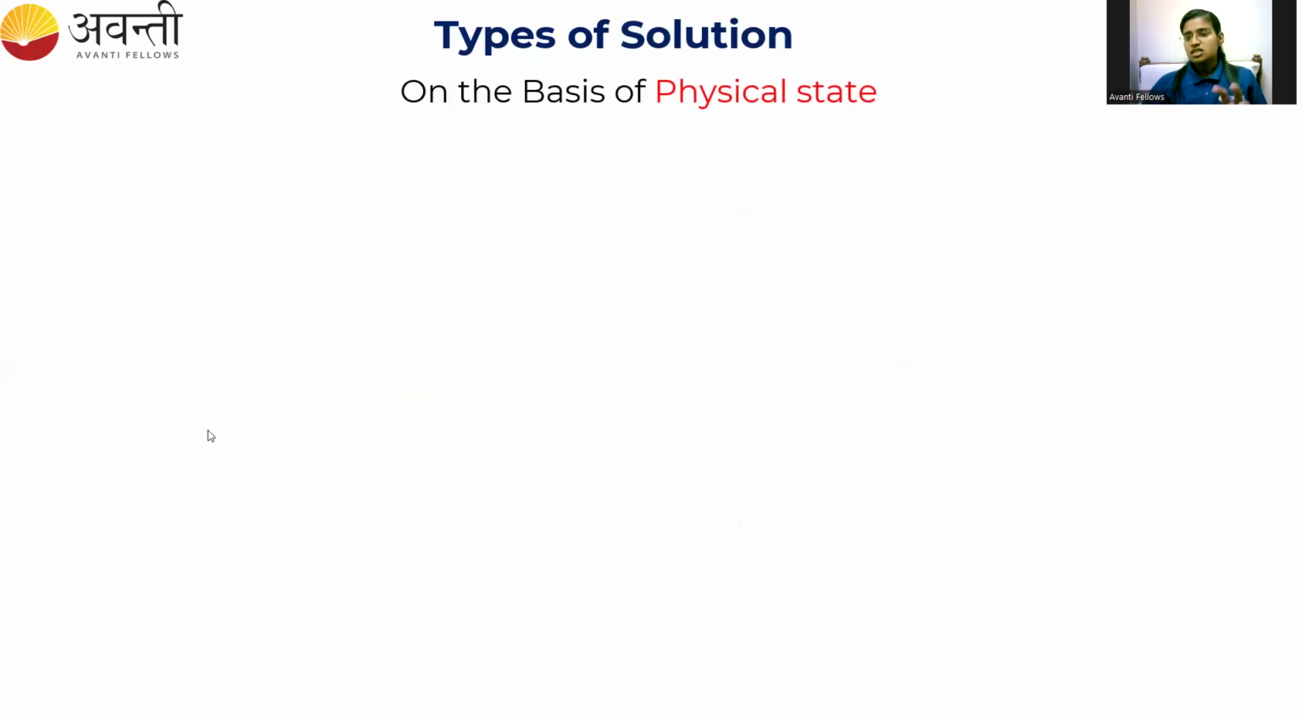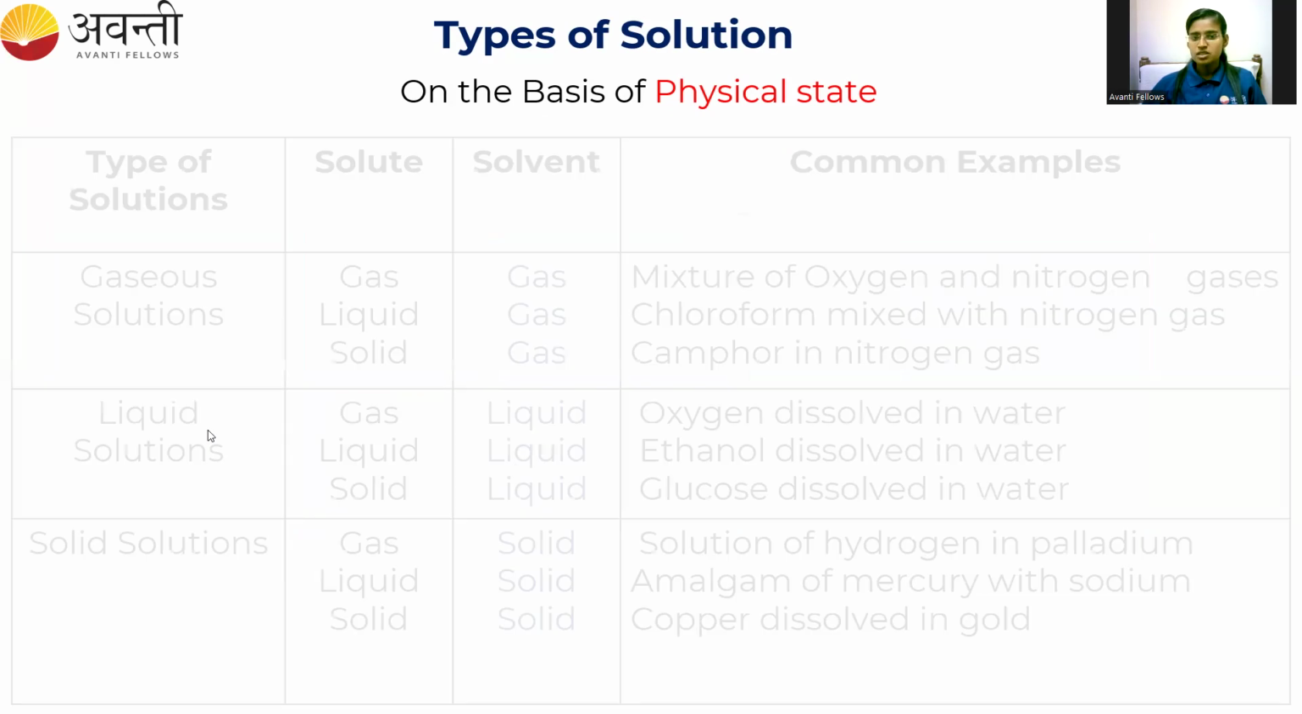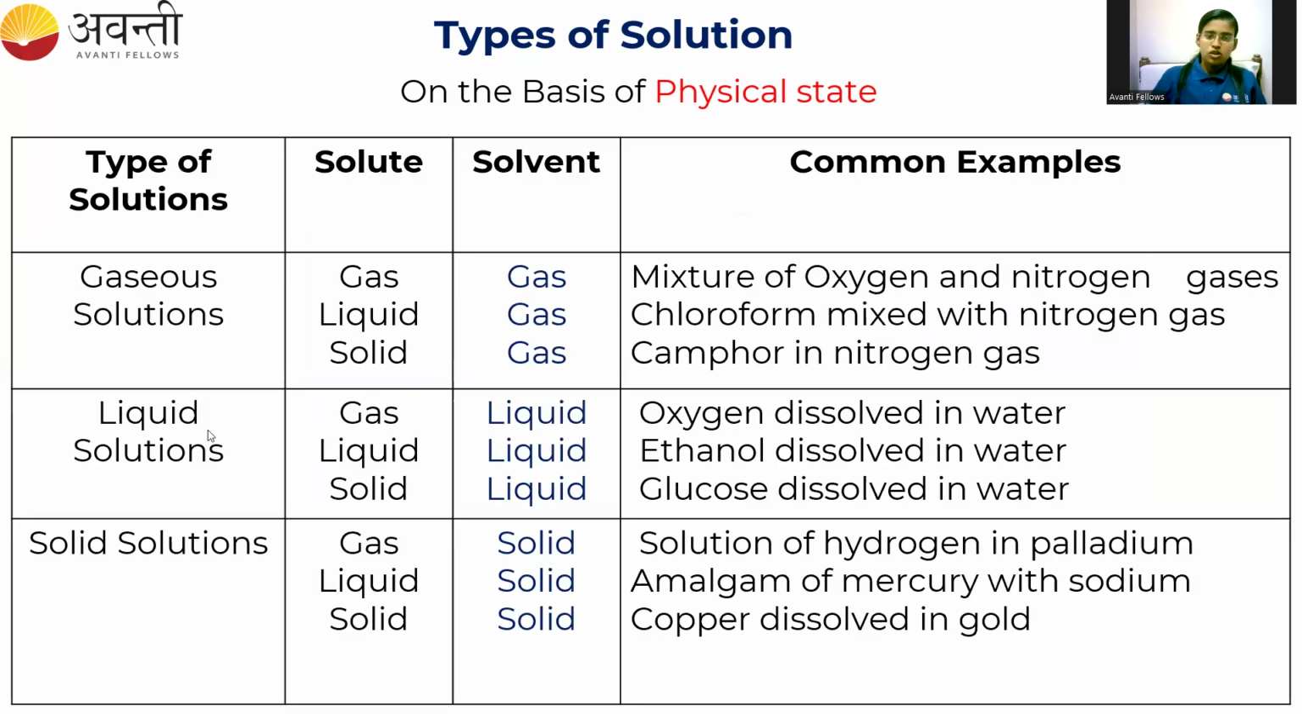In this classification, we have three main types. In this tabular column, you can see the first main type is gaseous solution, second liquid solution, third solid solution. If it is a gaseous solution, the solvent should be a gas. If it is a liquid solution, all the solvent molecules should be liquid. And if it is a solid solution, the solvent should be a solid.